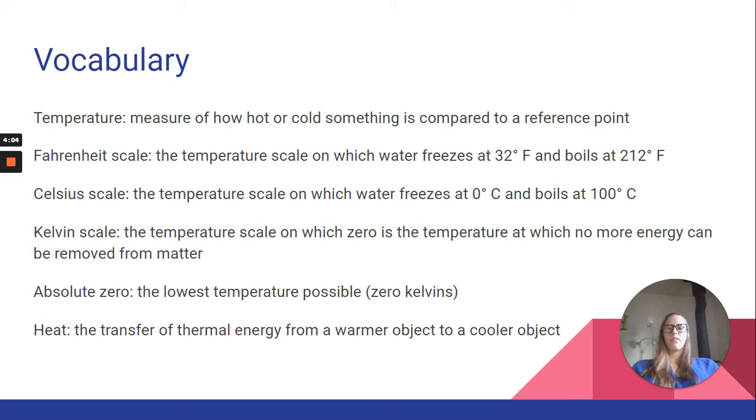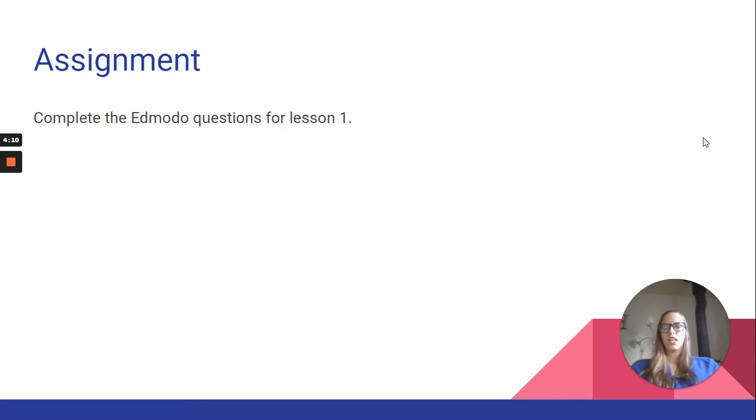Heat, the transfer of thermal energy from a warmer object to a cooler object. And your assignment, complete the Edmodo questions for lesson 1.